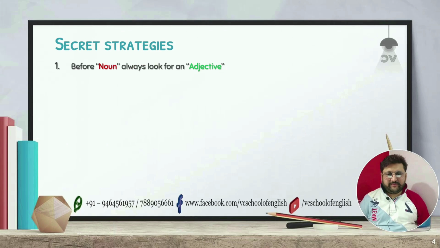The very first one, before noun, always look for an adjective. For example, I have a red car. In this example, red is an adjective and car is a noun.